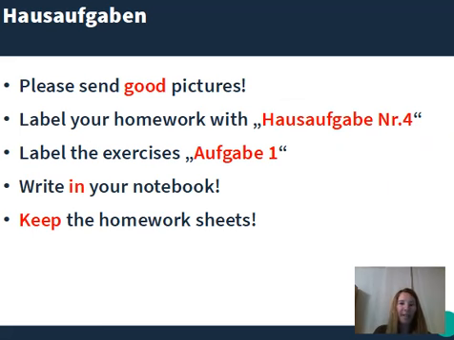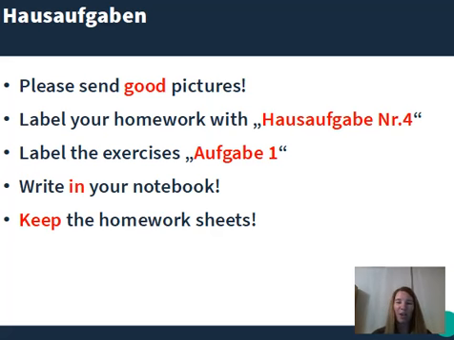One more thing that I need to ask you is to please send me good pictures of your homework. Some of you have really crooked pictures or there's some information missing, so make sure it's there correctly so I can also grade it correctly, okay? Make sure to label your homework. This is just like in a regular class. Please write Hausaufgabe Nummer 4 at the top and then write Aufgabe 1, Aufgabe 2, and so on, okay?